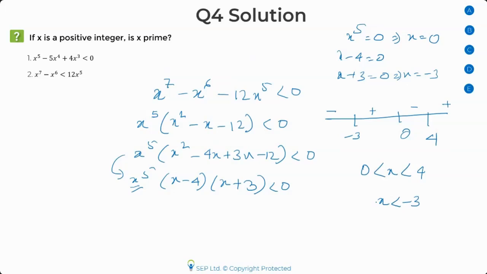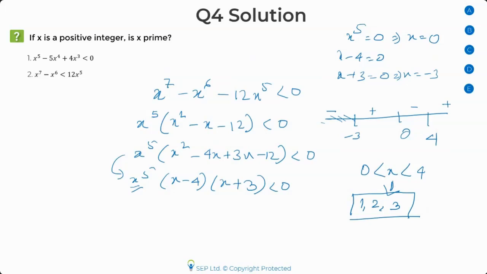But notice the interesting thing here. You have three values here, 1, 2, and 3. Now tell me, is this statement sufficient? Can anyone tell me in the chat box, is this statement sufficient? And if no, why not?